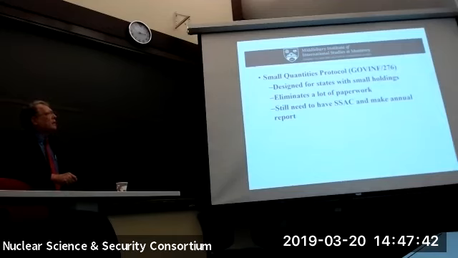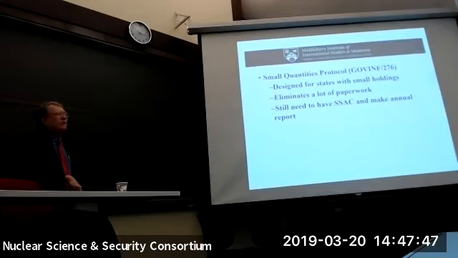Design eliminates most of the paperwork. They still have to have a system in place to account for it, and they make a report. The paperwork is very minimal in comparison with the regular safeguards approach to do it.